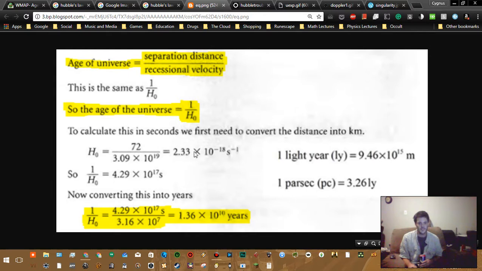Now we have 2.33 times 10 to the negative 18 seconds to the negative 1. Well, that's per second. Seconds to the negative 1 in physics is per second. So it moves 2.33 times 10 to the negative 18 meters per second away from us. Okay. So then we invert this value yet again, and you get 1 over H0, which means that the universe has been doing this for 4.29 times 10 to the 17 seconds.